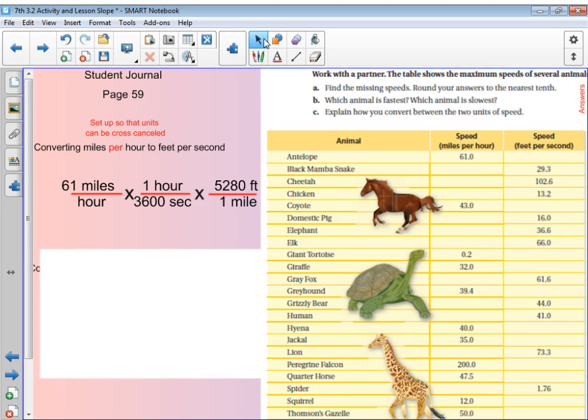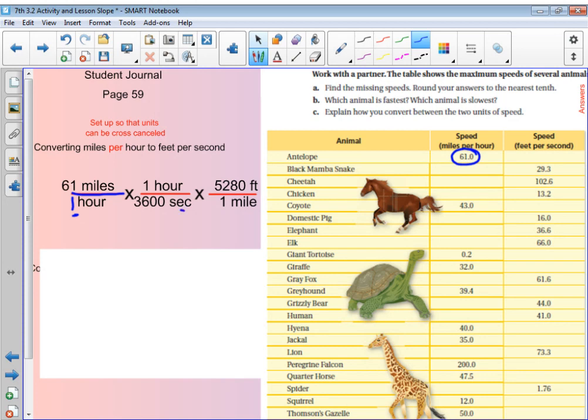Okay, we're going to start with converting from miles per hour to feet per second. If we're given the miles per hour, like we are here, the 61, we're going to use the conversion rates that I have here. I'll explain these really quick. The first one is, if I had 61 miles per 1 hour and I wanted to convert that into feet per second, I would have to convert into feet and also into seconds. So my first conversion here was converting the 1 hour that I had into my seconds.